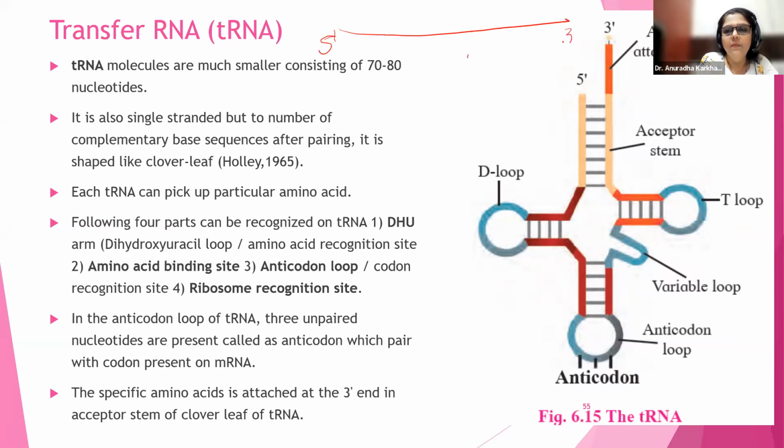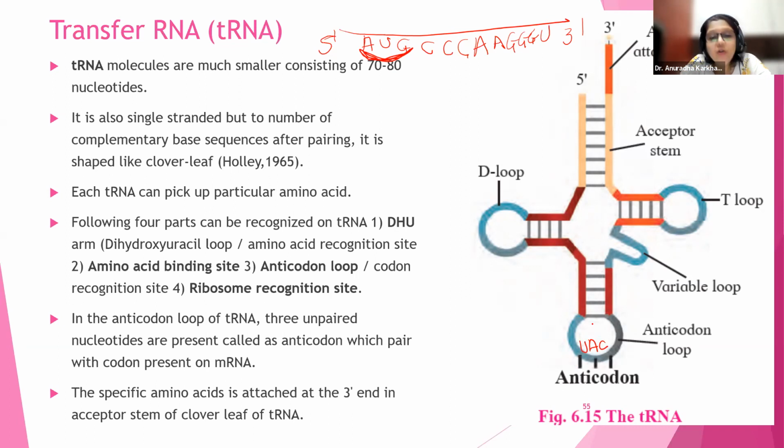5 prime, 3 prime. Suppose we have AUG, CCC, AAG, GGU as triplets. Can you see AUG as one triplet? Then the anticodon will have UAC. Now don't you think A will pair with U, U will pair with A, G will pair with C.